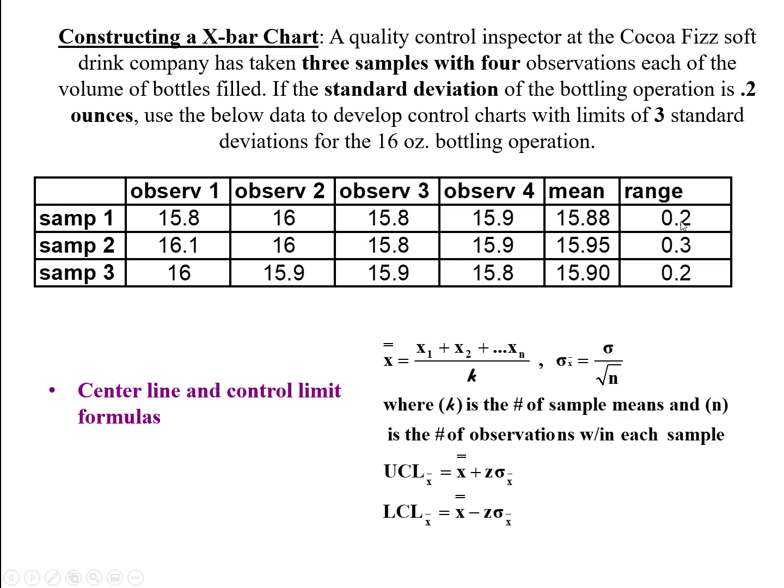And how did he calculate range? So for range, which one is the highest? 16, and the lowest one is 15.8. So 16 minus 15.8, because the range definition is the highest minus the lowest. The difference between highest and lowest is called range. So this is 0.2. Similarly, the highest is 16.1 and 15.8 is the lowest one. So 0.3 will be the range. Similarly, from this one 0.2.